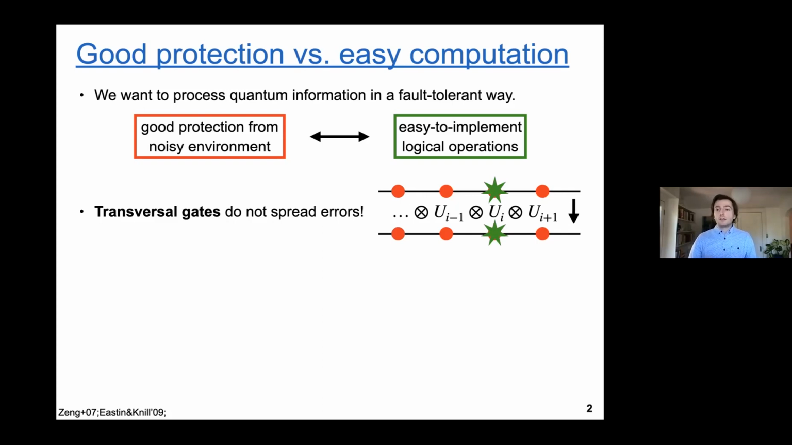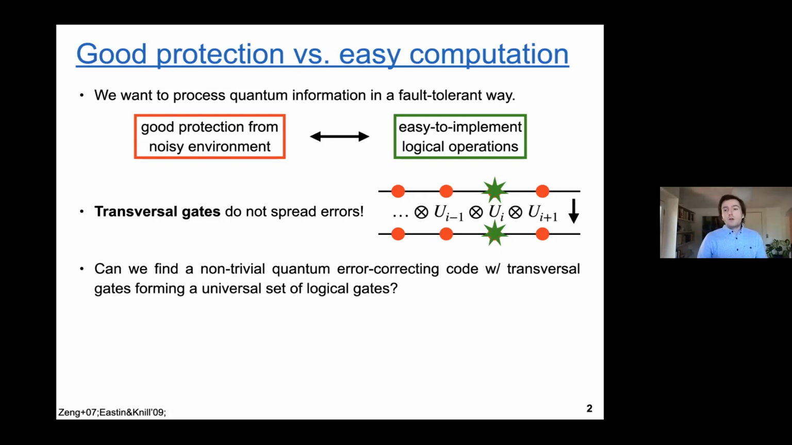And this is not the case with unitaries implemented, say, via constant depth circuits. Those errors can spread. And if the circuit becomes more deep, the errors can spread in a very detrimental way. So what we would really want to have is a non-trivial quantum error correcting code, a code which can correct errors, which can suppress errors, which has transversal gates, which form a universal set of logical gates. And then if we encoded logical information into such a code, all we would do is implement those transversal gates, and we could perform arbitrary computation. The information would be protected, and we would be very happy.